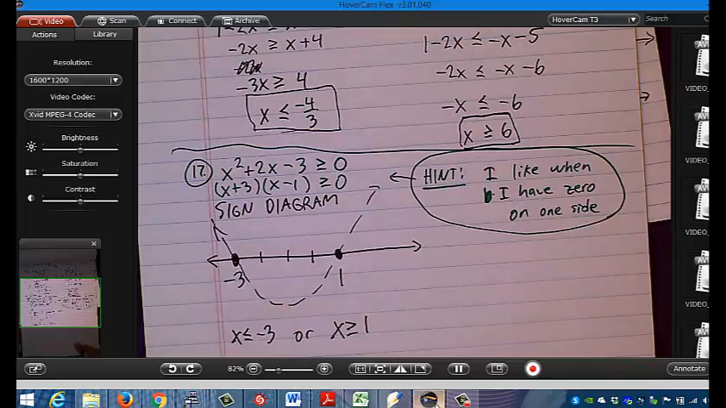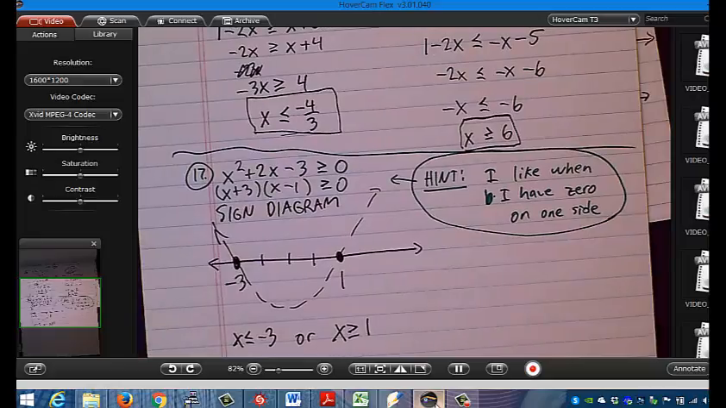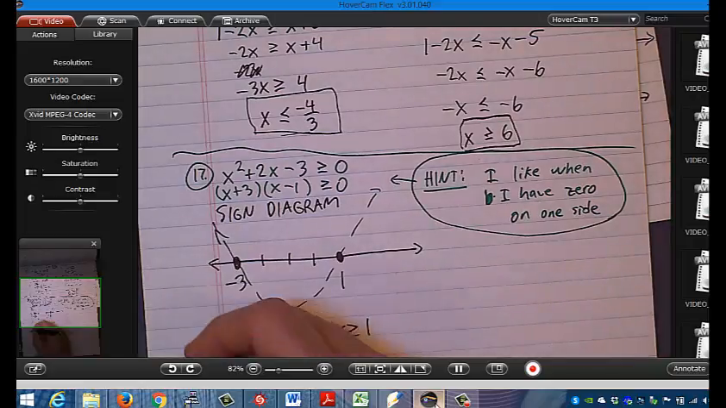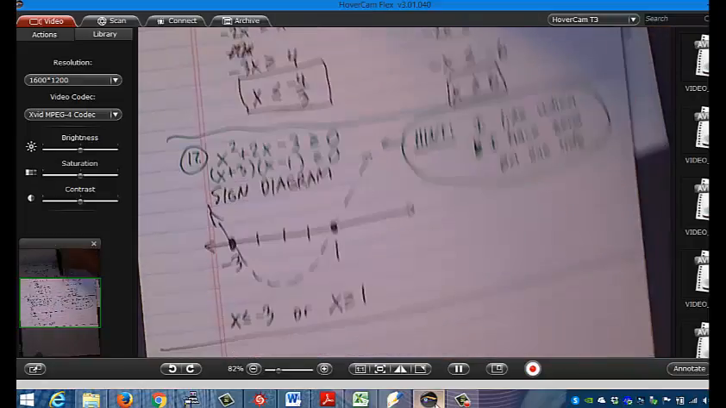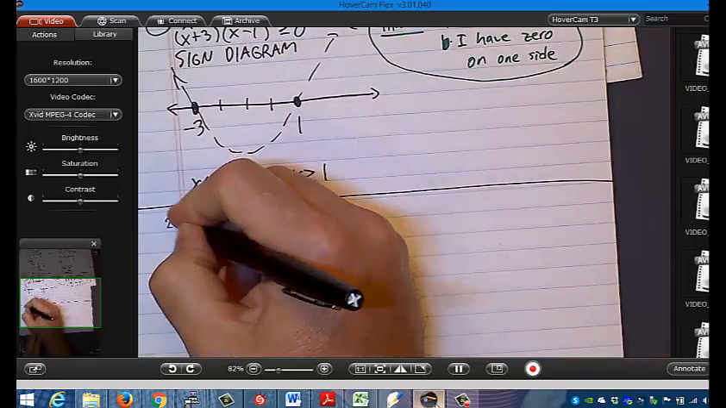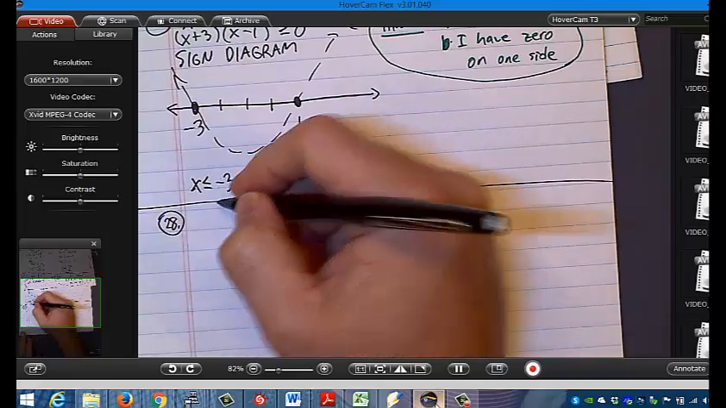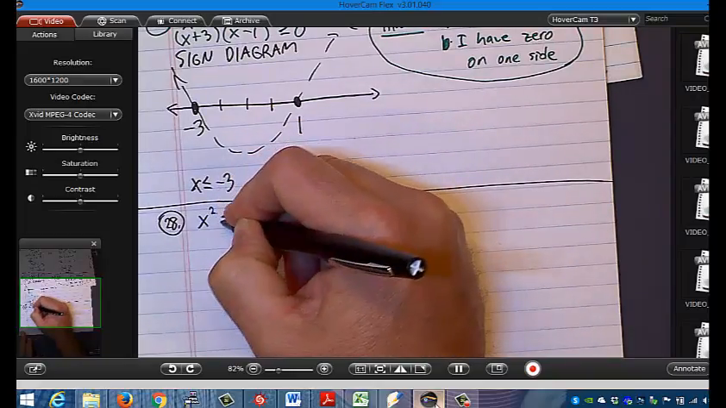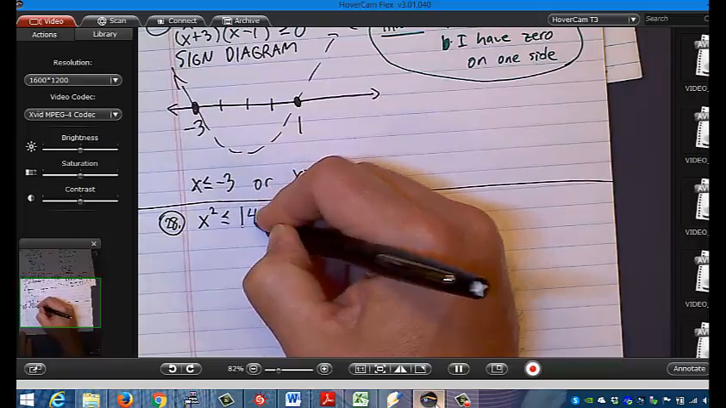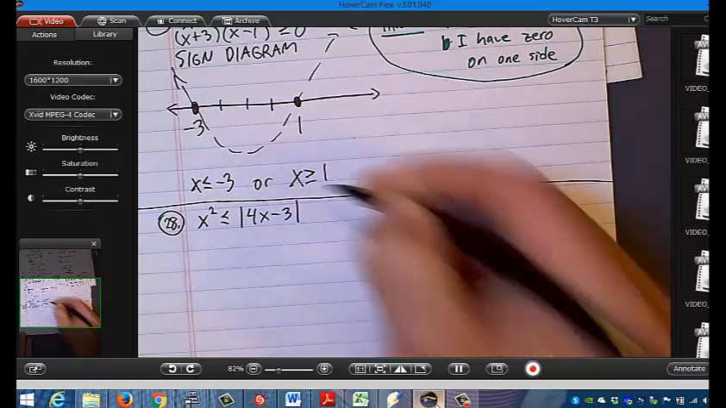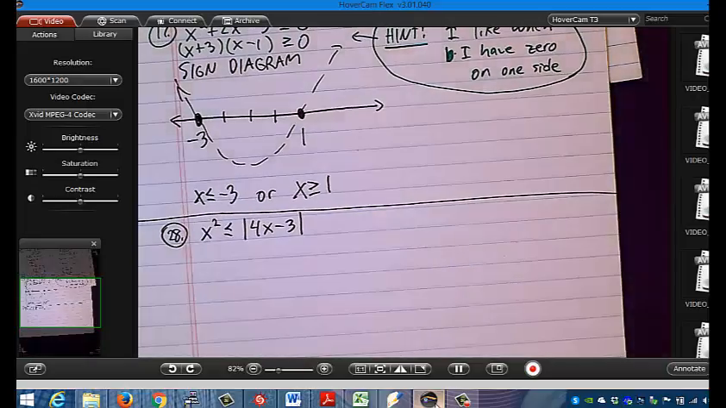Two minutes left till break, and so I have just enough time, I think, for the one at the very beginning that I said I would come back to, where we have both involved. Okay? So let's try x squared. Again, this was number 28. We have x squared is less than or equal to the absolute value of 4x minus 3, and I want to solve that inequality.